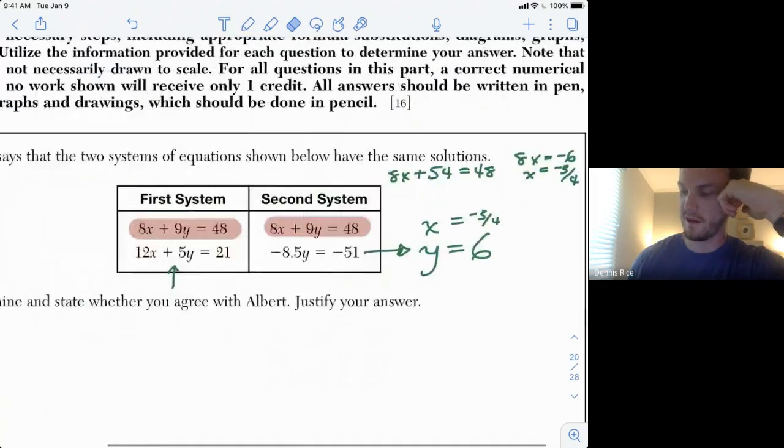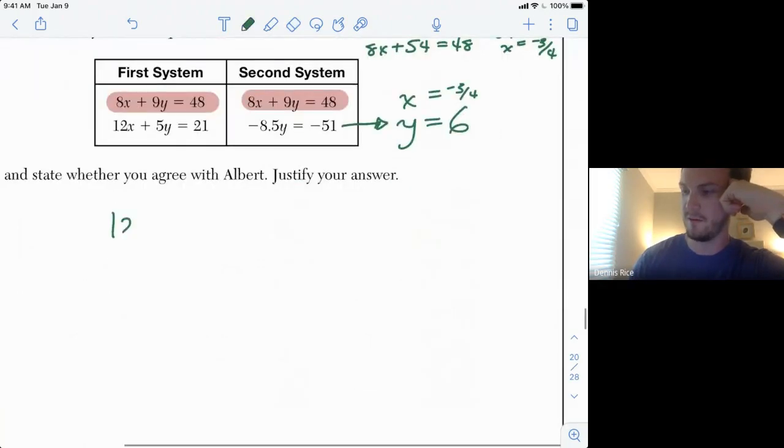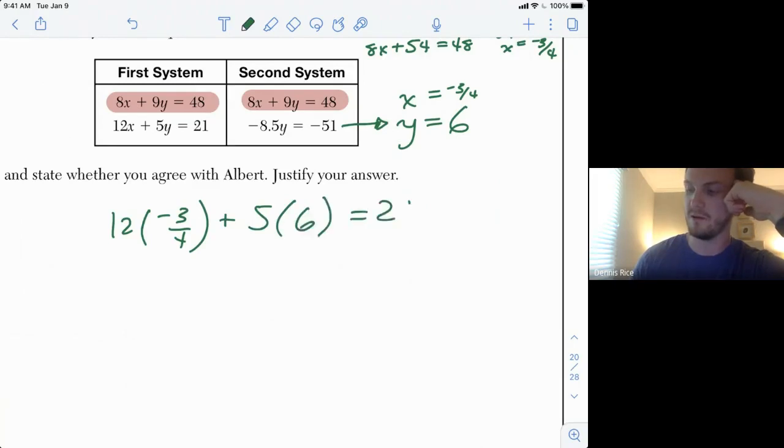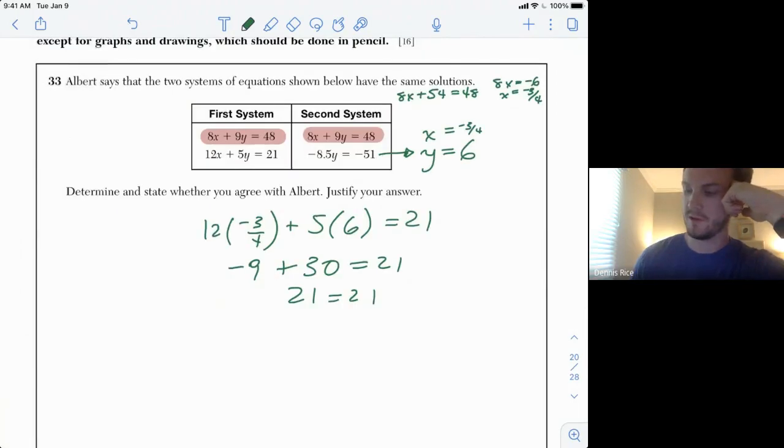On the left, again, we don't need to check both equations because the top was already a match. We just have to check the bottom one. So I'm going to plug in a -3/4 for x. If it works, I know they have the same solutions. If it doesn't work, I know they don't. So that's plus 30. This is -9. We get 21 equals 21. So we could say, yes, we agree with Albert.